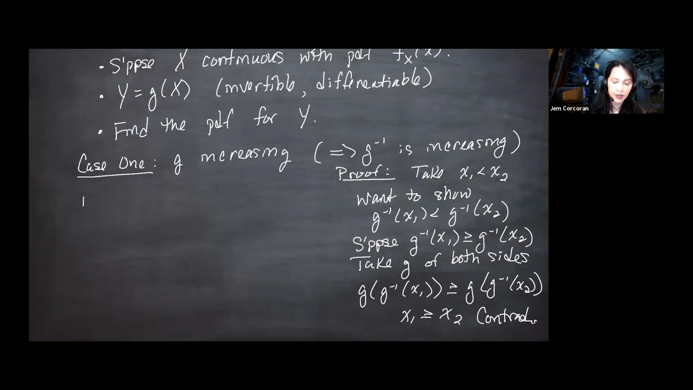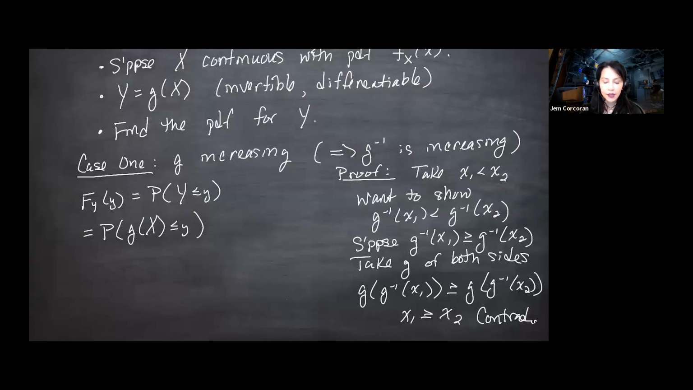So I'm going to consider the CDF for Y, which is defined to be the probability that Y is less than or equal to y. And then I'm going to do what I did before in the discrete case, I'm going to plug in what I know about Y. It is g of capital X. And then I'm going to apply g inverse to both sides of this. Just like the same idea in the discrete case, I'm trying to solve down for the x on one side.